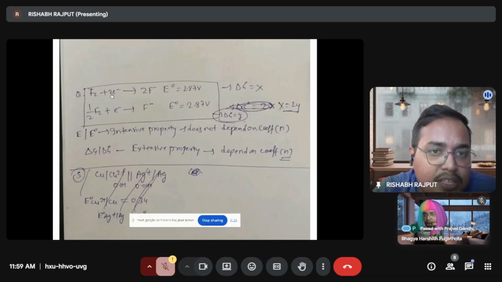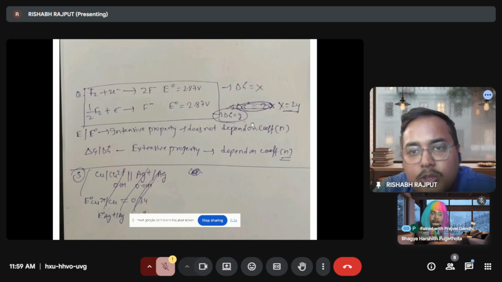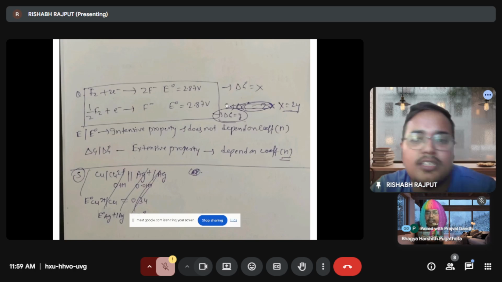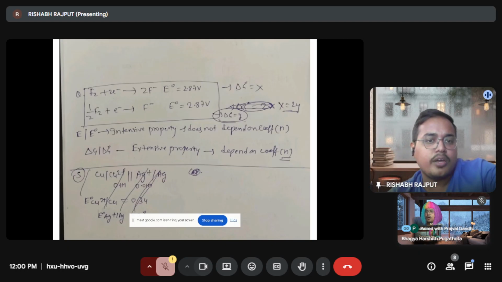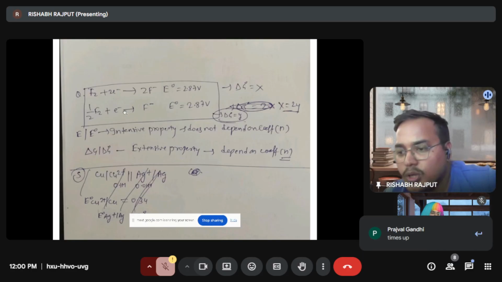If you see, 2 electrons are there, that is why it is the x value. Now the electron count is half, so the x value also becomes half. So now x by 2 is the value for the second reaction. Please remember that the E naught value is fixed for every reaction with the same elements, but the delta G value will change because it depends on n. So guys, is it clear?